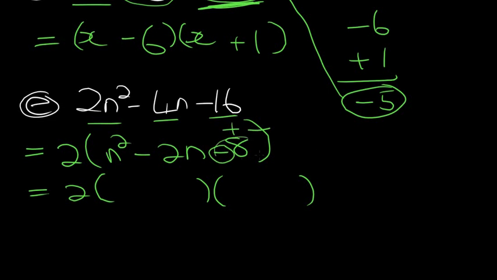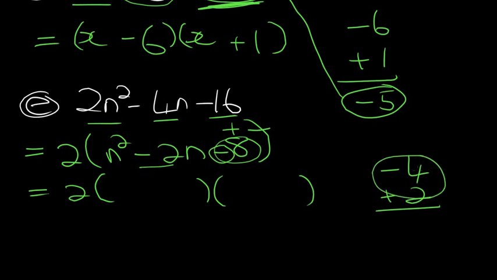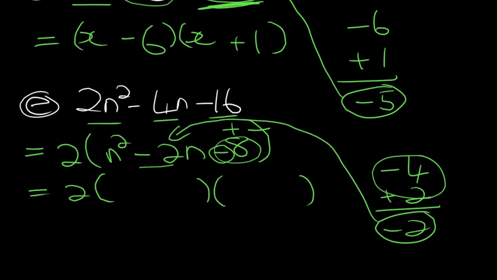So what times what will give you minus 8, but if you add it together it will be minus 2, so it will be minus 4 plus 2. If you times those two with each other, you get minus 8, but if you add it together you get minus 2, and that's equal to this middle term.